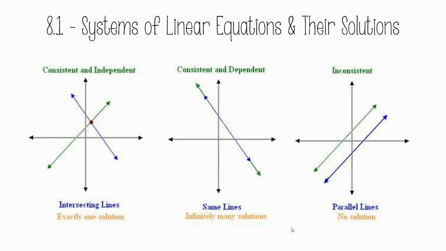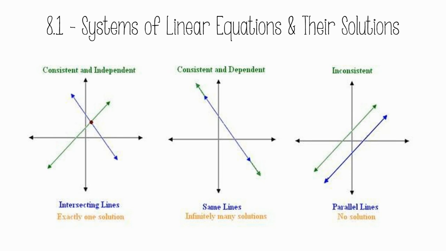If you look at two lines, they can intersect at one point. If they intersect at one point, we call that one solution. It's a consistent equation, an independent solution. Some of this vocab might be coming back to you. If you have two lines that are right on top of each other, meaning that every single point they have in common, it's a consistent equation still. The solutions are dependent on each other because you have infinitely many solutions.